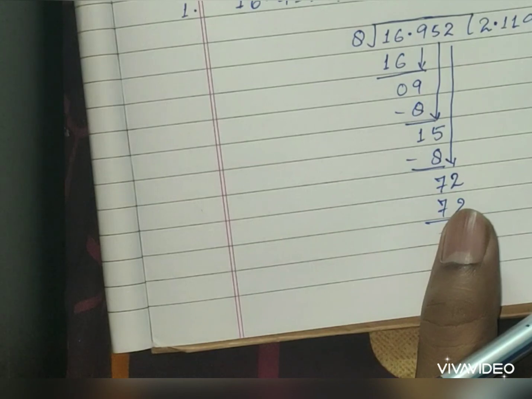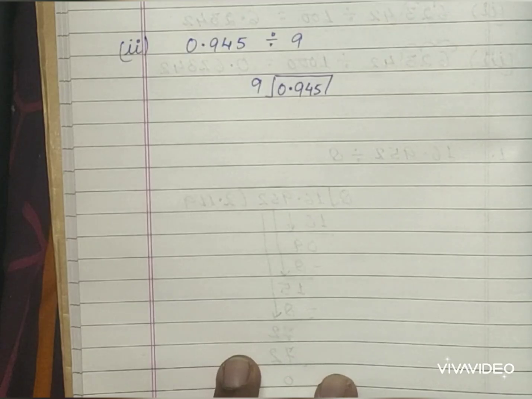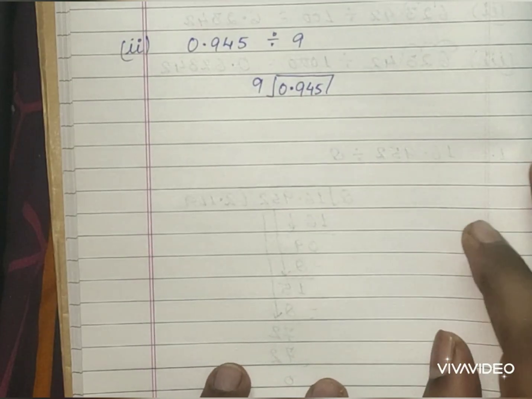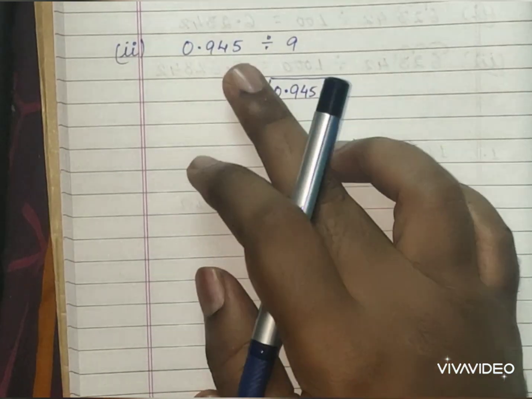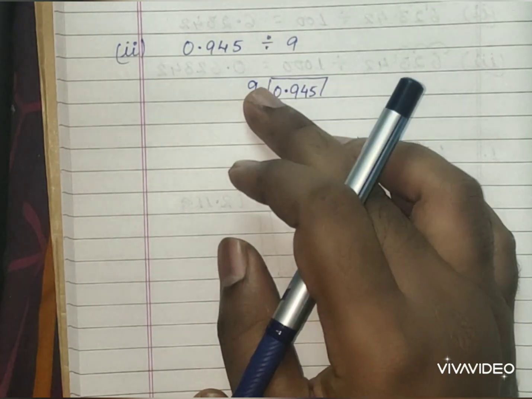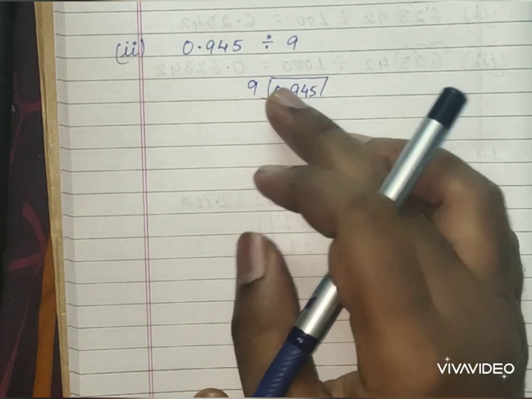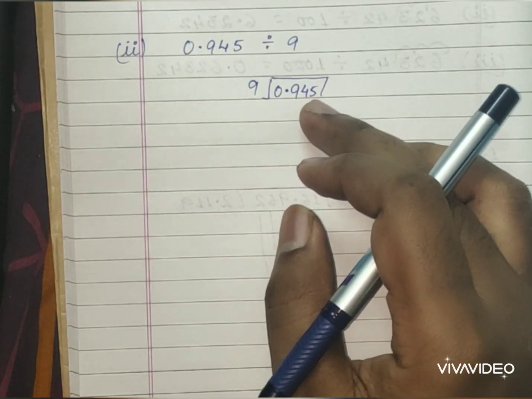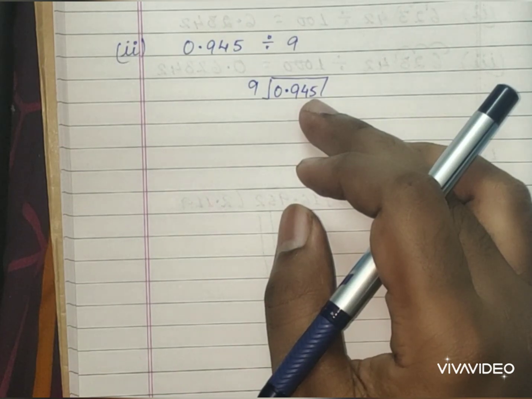I hope you have understood. Let's see one more question based on the simple division. So 0.945 divided by 9. So 9 is a divisor and 0.945 is a dividend.